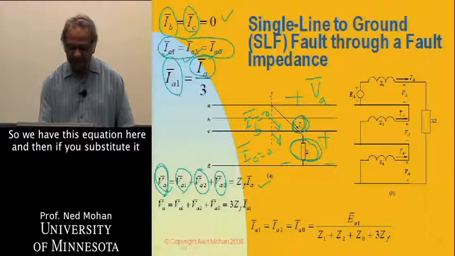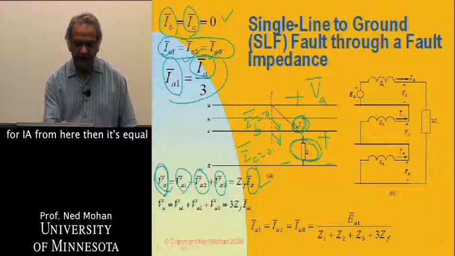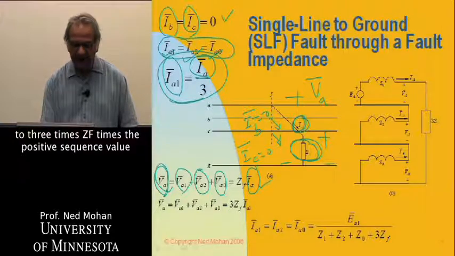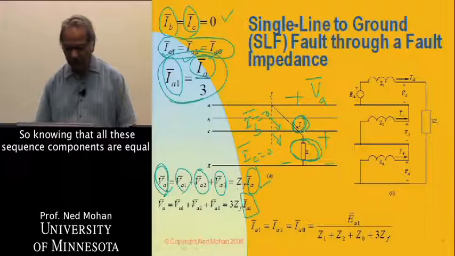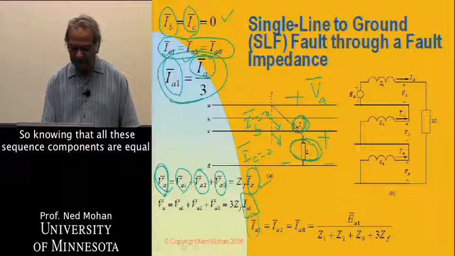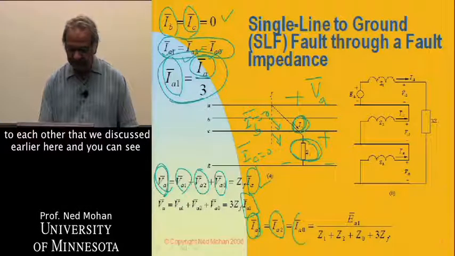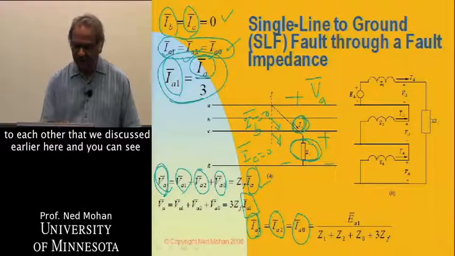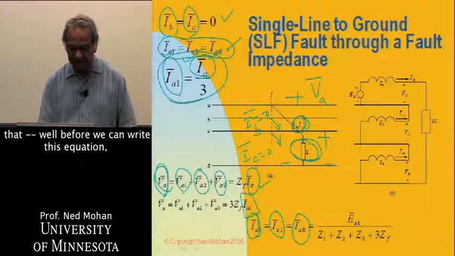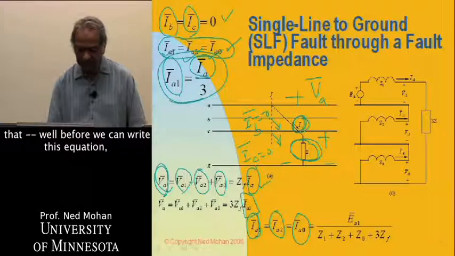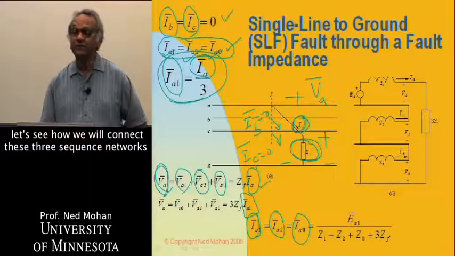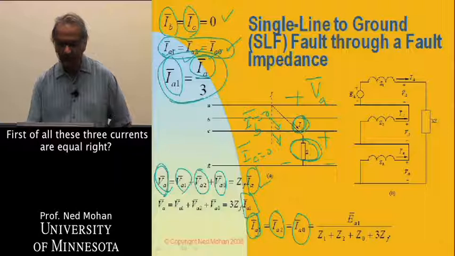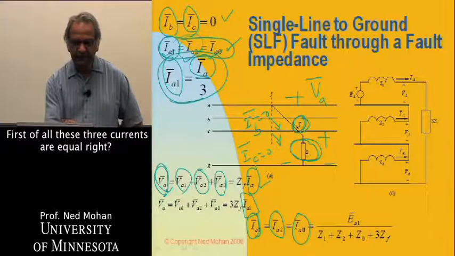And then if you substitute for IA from here, it's equal to 3 times ZF times the positive sequence value over here, IA1, right? So knowing that all these sequence components are equal to each other, that we discussed earlier here, before we can write this equation, let's see how we will connect these 3 sequence networks over here. First of all, these 3 currents are equal, right?